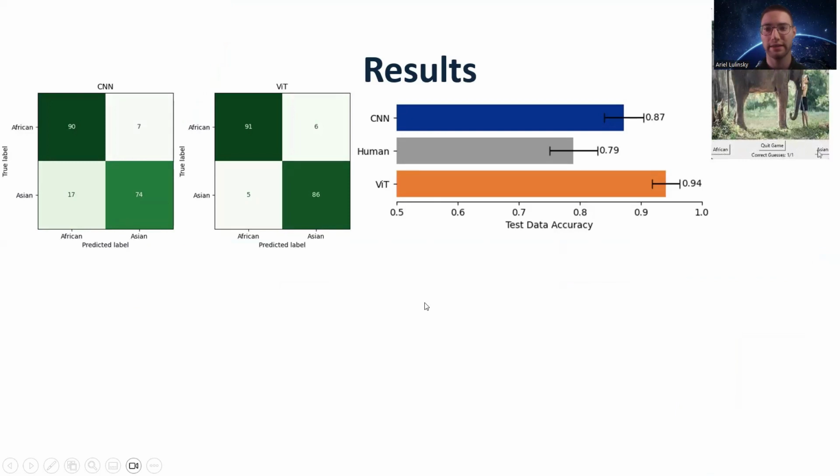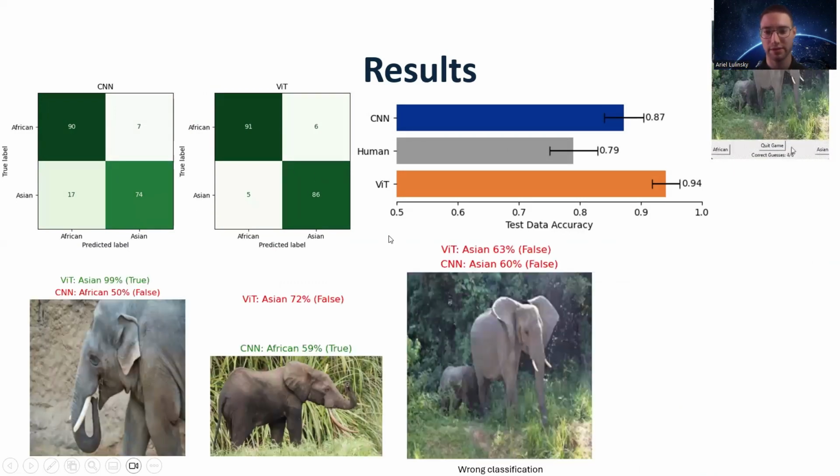We also created a graphical user interface and tried it ourselves and asked some friends. And we can see that for this task, machine methods outperform the human ones. And we can also see confusion matrices and some visual results.